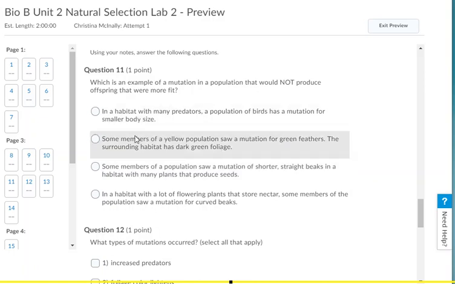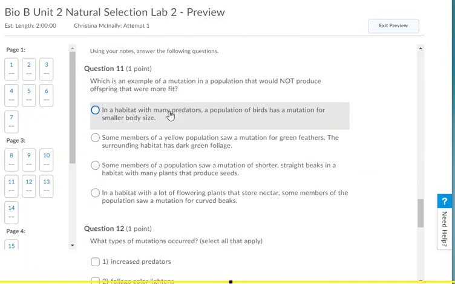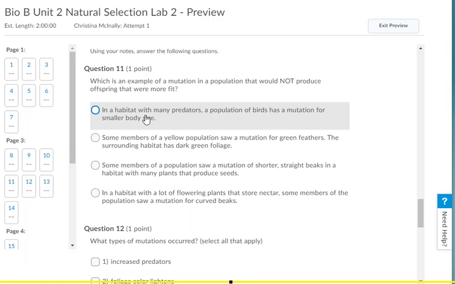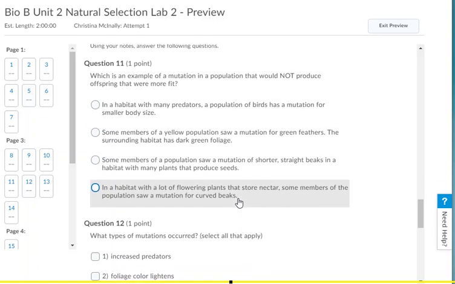Okay, so yeah, that's what you have to be careful about, because the question says would not produce, would not be more fit, basically would not make the organism more fit. So a smaller body size with many predators would make it not fit. A mutation to match the foliage better would be more fit. Shorter, straighter beaks with seeds is more fit. Flowering plants and a curved beak are more fit, right? So the top one would be the best response. Oh, okay. Because the question is asking which would not produce offspring that were more fit. Does that make sense? Yes.